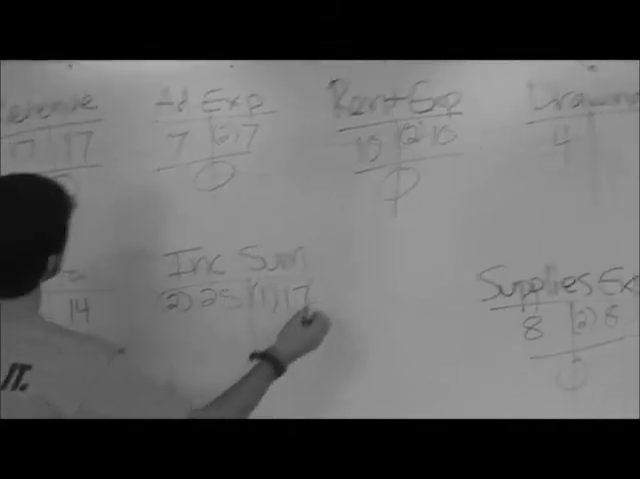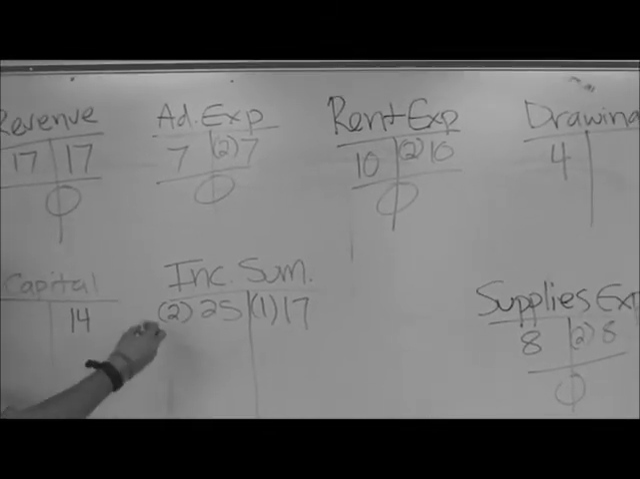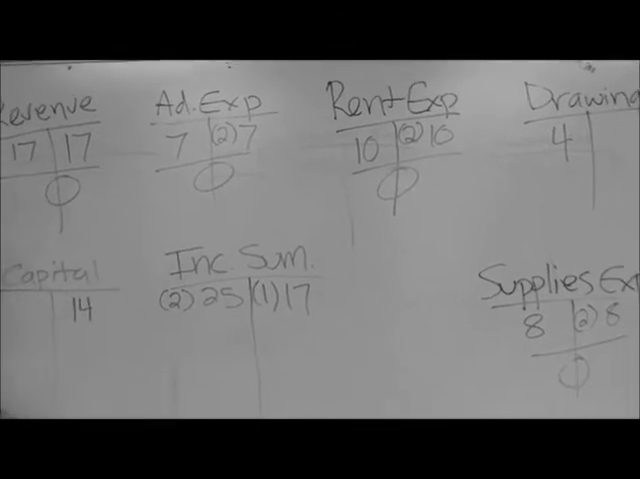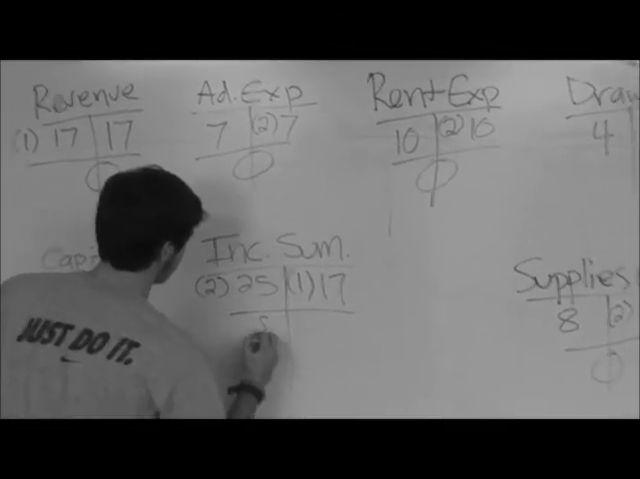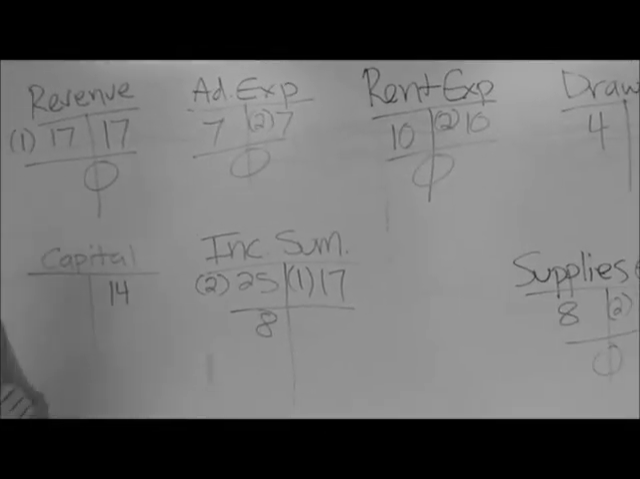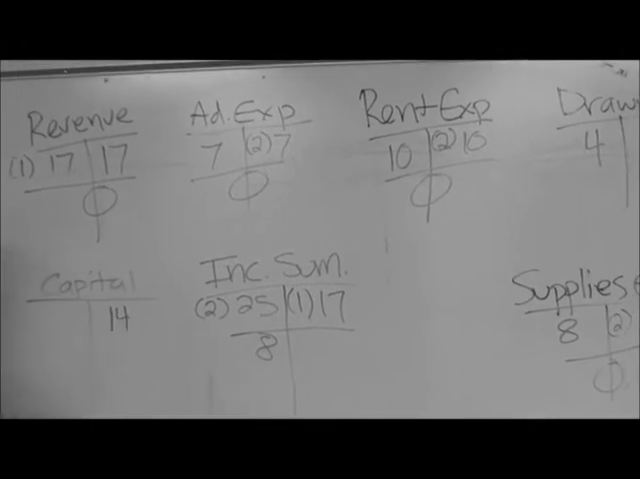And now we're going to find the balance here. So our revenue was 17 and our expenses were 25. So right now we have a net loss of 8. So our loss is 8 so far. Now I'm going to turn it over to AJ to show you how to close out drawing and transfer it to capital.